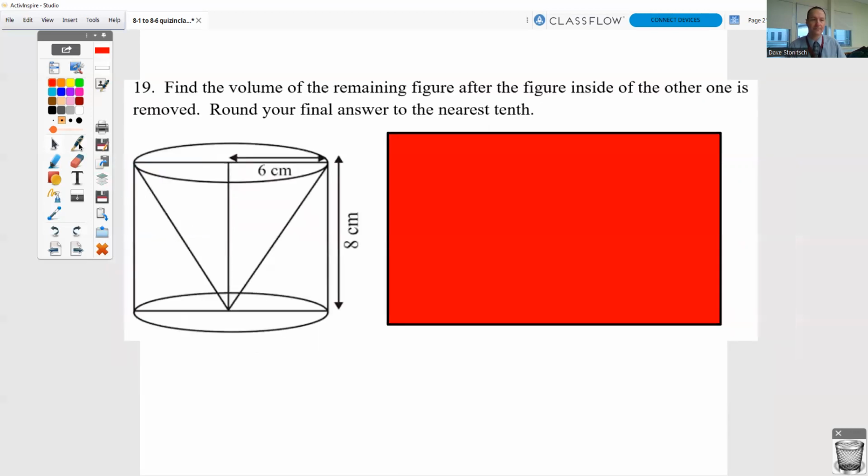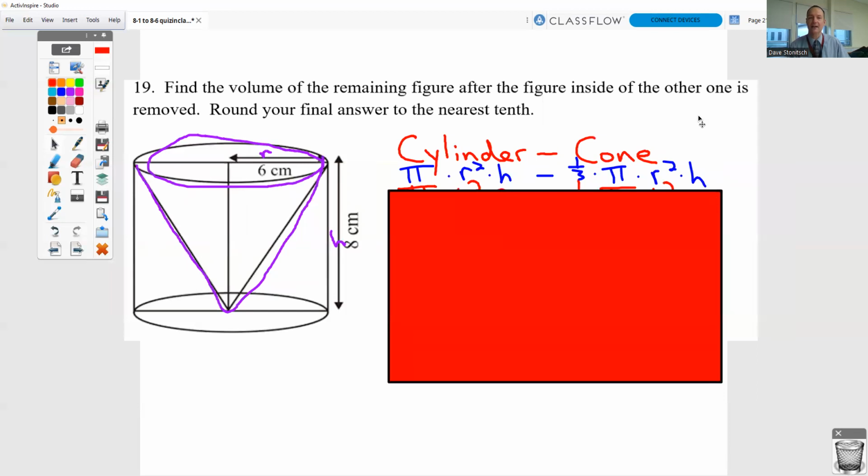In question number 19, it says, find the volume of the remaining figure after the figure inside of the other one is removed. Well, this cone is inside of the cylinder. So we're taking the cone and taking it out of the cylinder. You always want to do the bigger shape minus the smaller shape. So we want to subtract the cone from the cylinder. So the cylinder minus the cone.